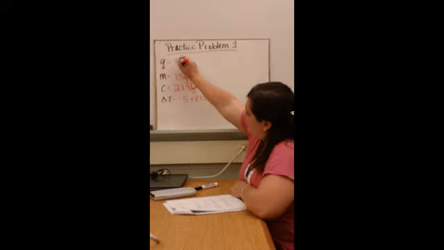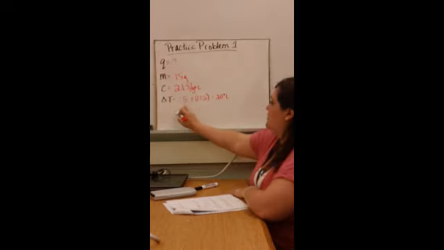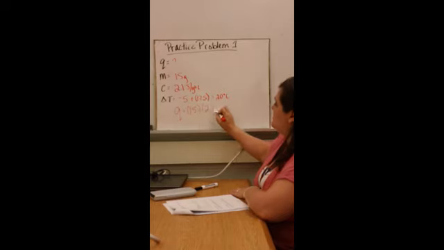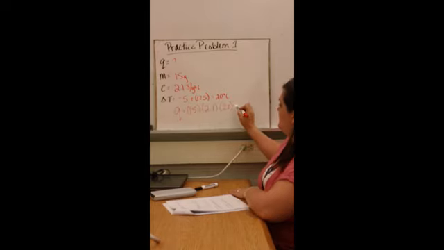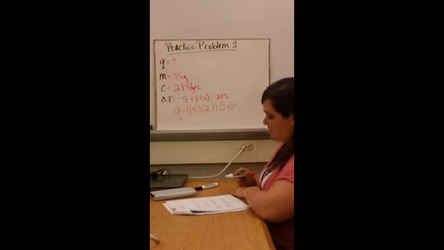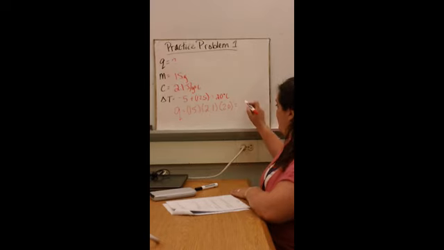And again, we're looking for the heat, how much heat. So Q equals M, C, delta T. And so we multiply all those together, and we should get 630 joules.